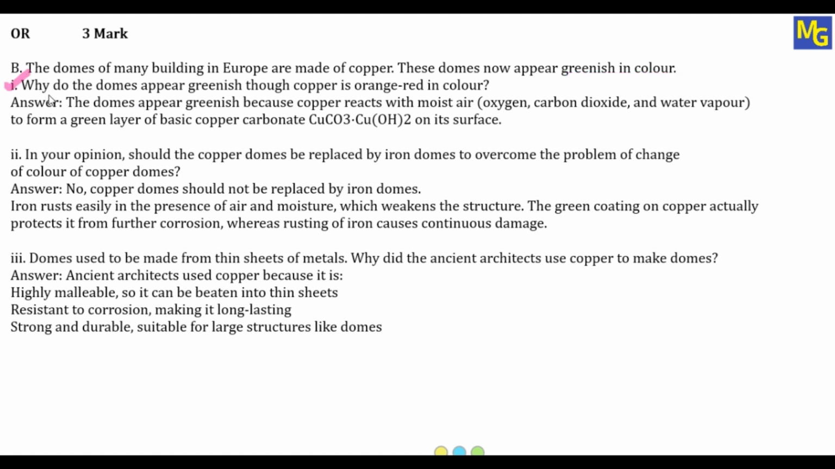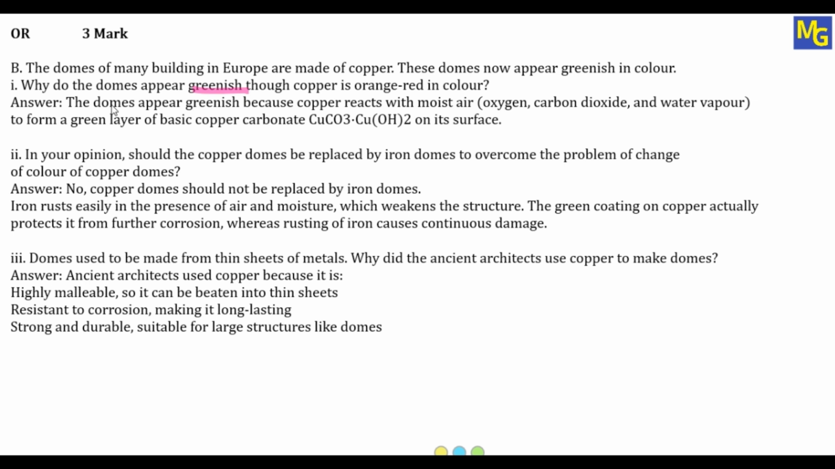Question 1. Why do the domes appear greenish though copper is orange red in color? So what is the color of copper? Copper is orange red in color, but these domes appear greenish in color. So why? What is the reason that we have to answer?